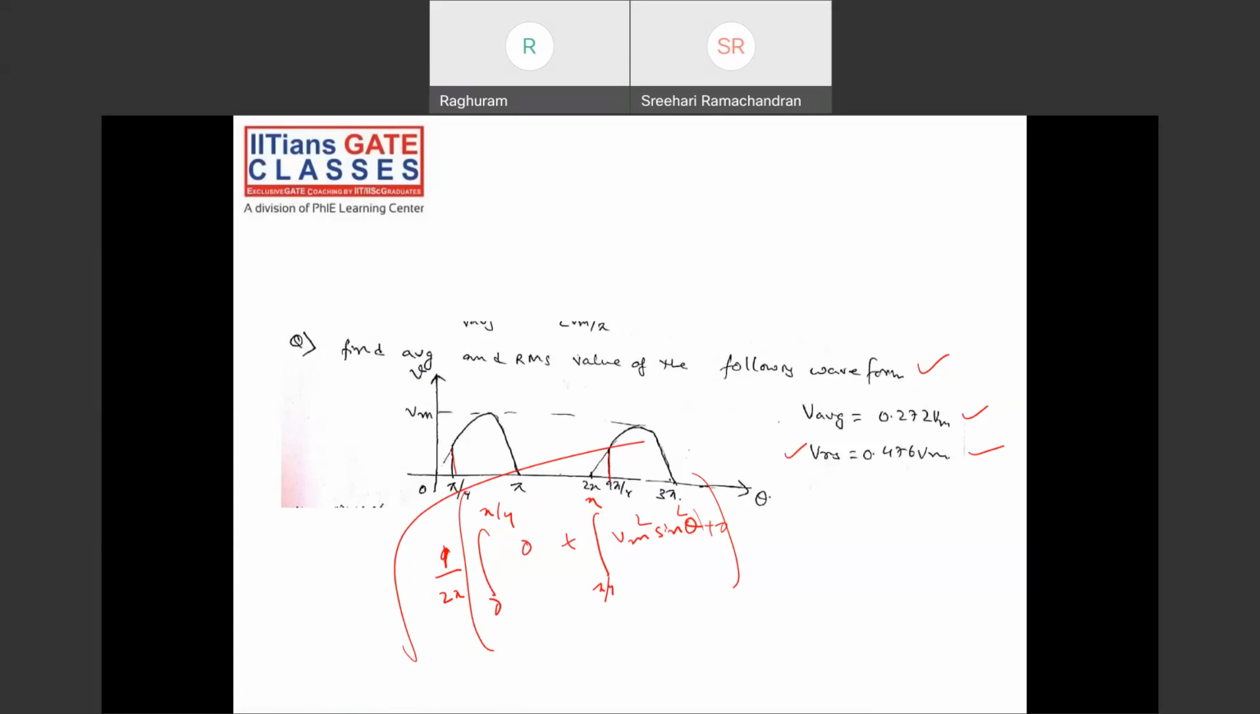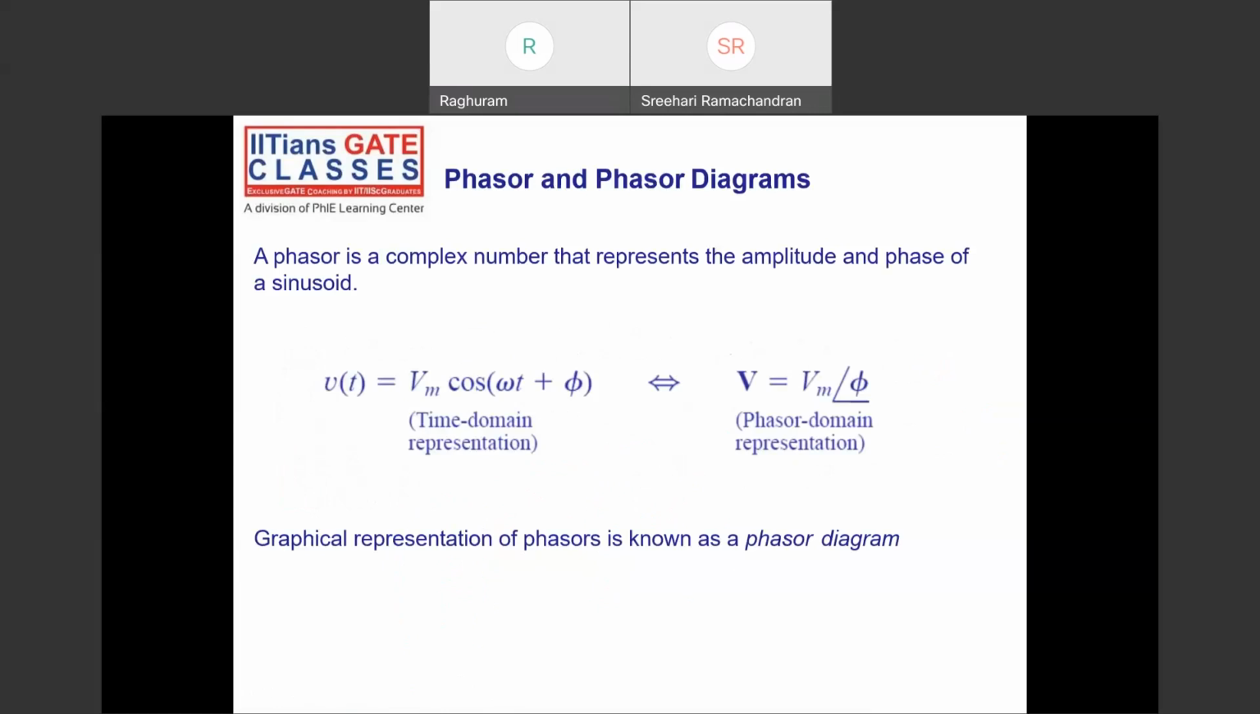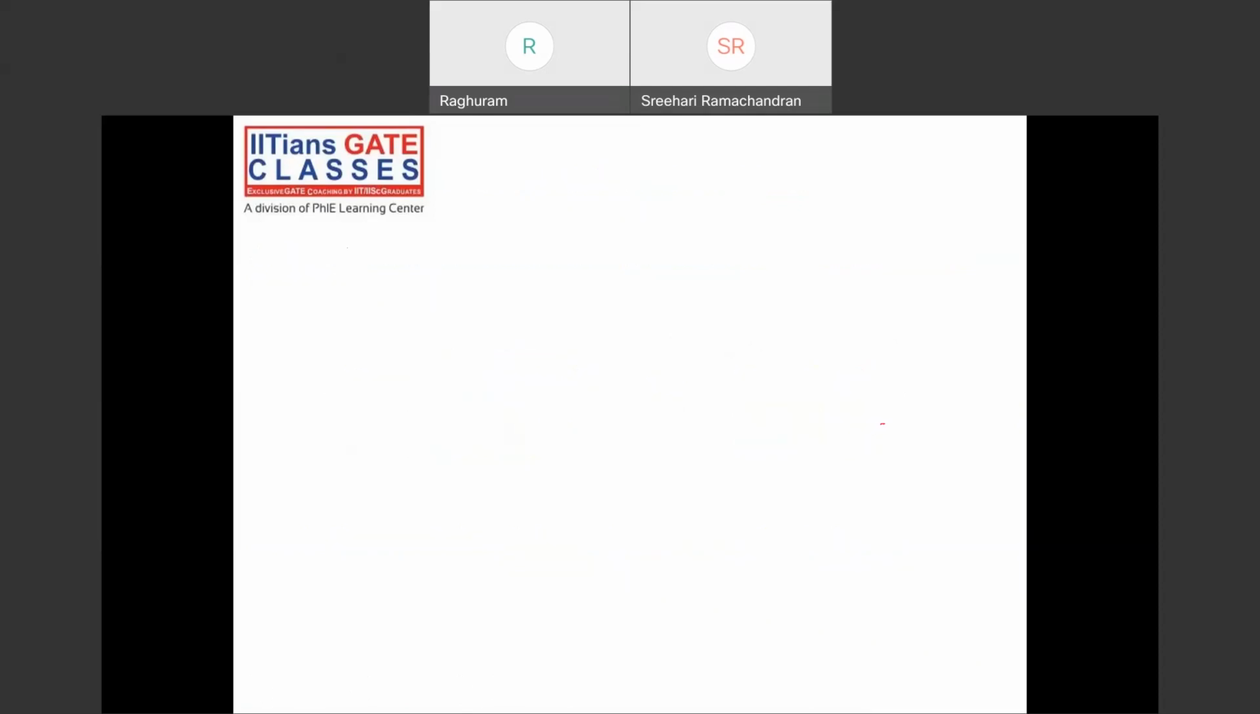Next, phasors and phasor diagrams. A phasor is a complex number that represents the amplitude and phase of a sinusoid. V of t is Vm cos omega t plus phi. This is a time domain representation. V equal to Vm at an angle phi. This is called the phasor domain representation.